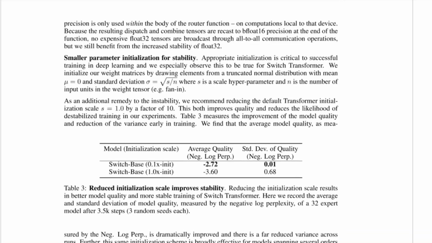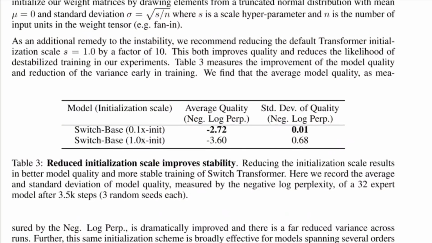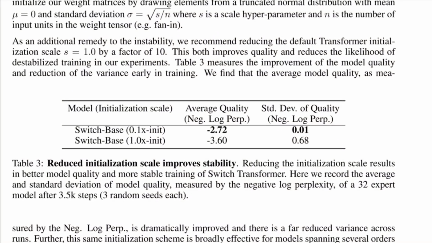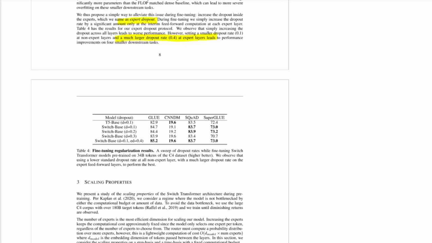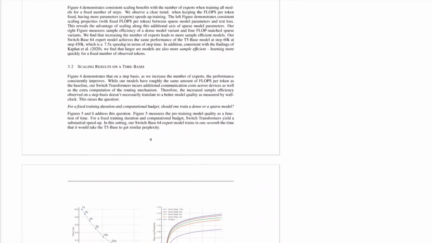And the last thing is that they simply do better initialization. So they find that if they scale down the initial scale of the original transformer by a factor of 10, that leads to a lot more stable training. It's astounding that after so many years, something like initialization can still make or break such a model. That is just insane to see.